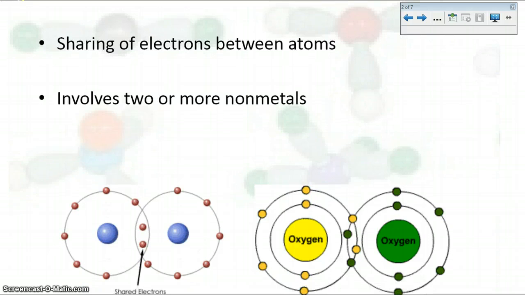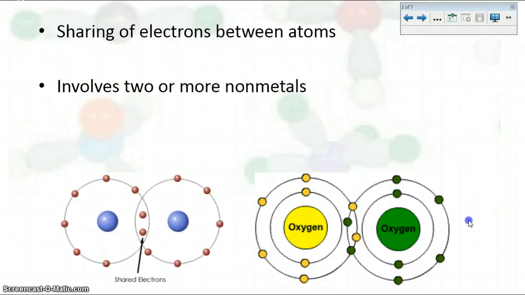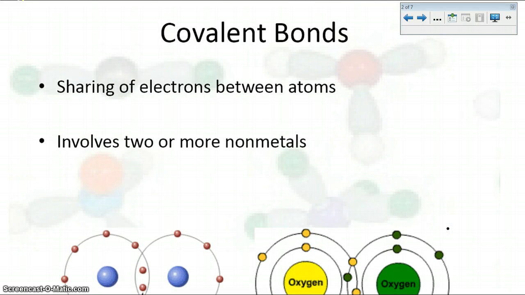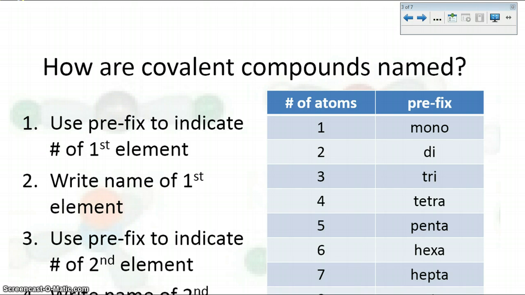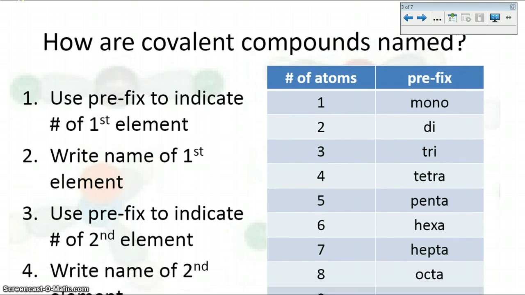Okay, so down here, we have a little picture. Here we have two oxygen atoms, and you see that they're sharing these four, or the two pairs between them. Here you have a different set of atoms that are sharing one pair between them. So they're sharing electrons. All right, how do we name a covalent compound?